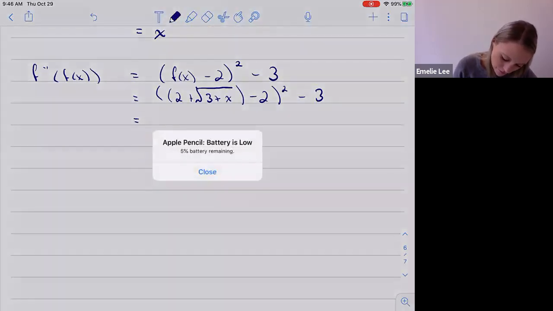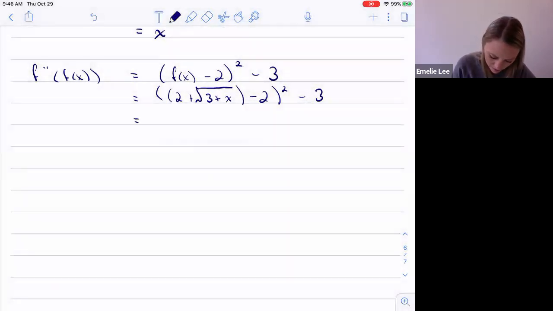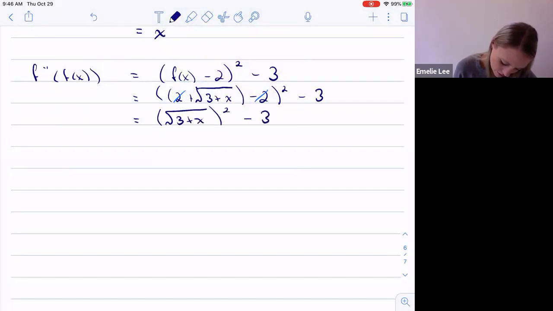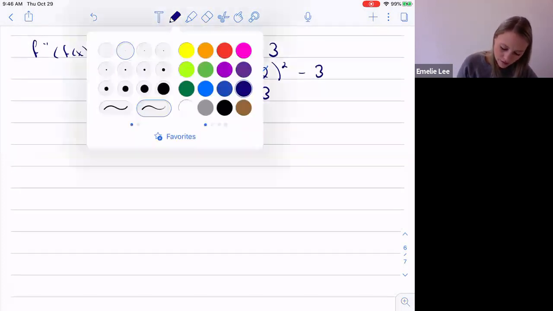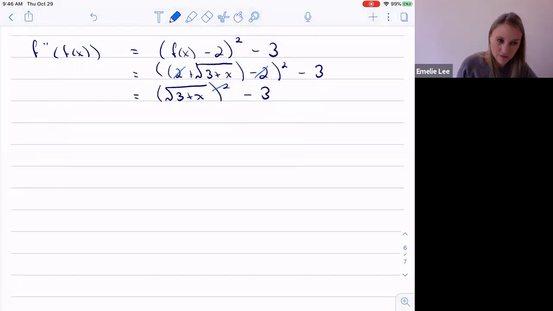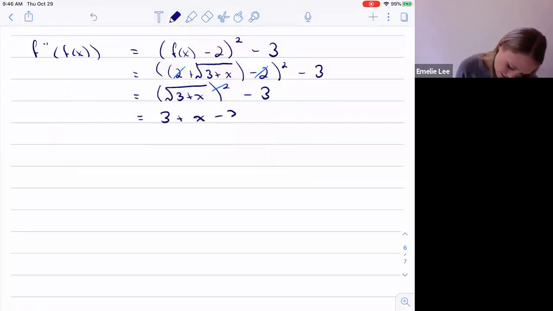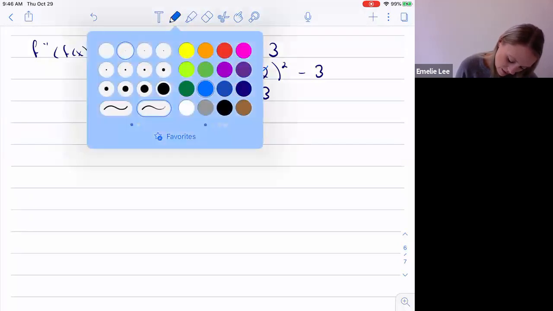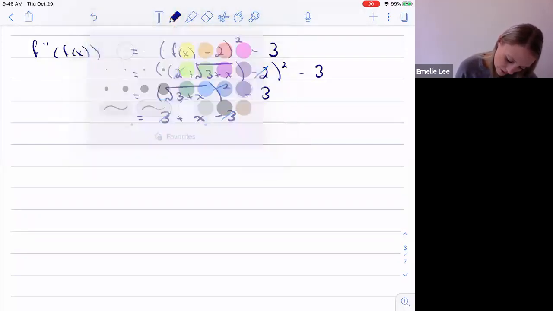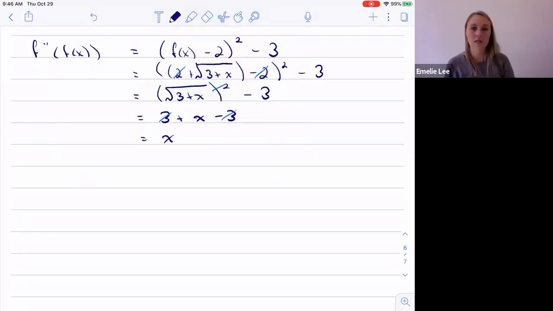Oh, I just changed it very recently. 2 minus 2, it's going to go away. And so we've got the root of 3 plus x to the power of 2 and then minus 3. Again, square root and then squared just goes away. So then we have 3 plus x minus 3. But of course, 3 minus 3 goes away. So we get x.